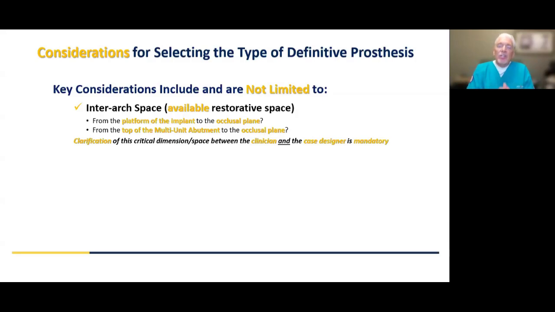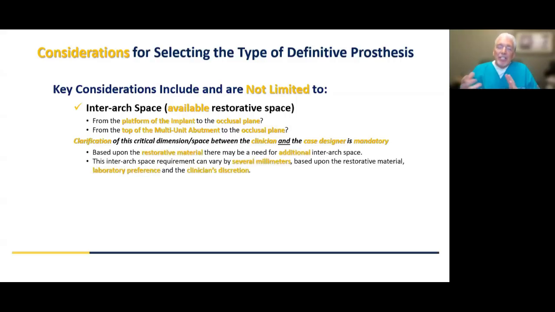So make sure that you as a clinician work with your laboratory, and for my laboratory friends that are listening out there, howdy hi, have those conversations with your clinician. Make sure you are all on the same page about what you're talking about. Based upon the restorative material and the type of prosthesis, you may need more inner arch space, which is what I was alluding to. Again, it can be several millimeters difference, especially when you get into a double arch. That can really add up to be quite a bit.